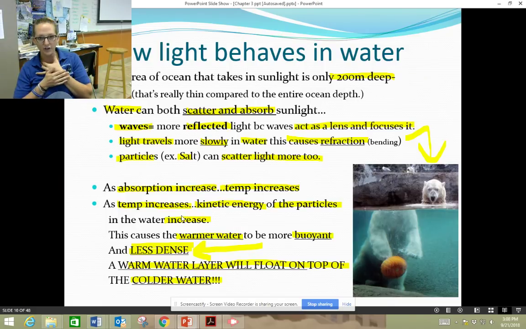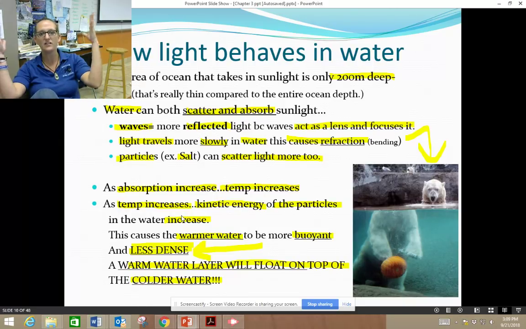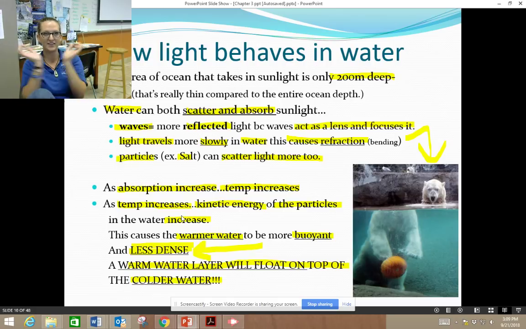If there are a lot of waves, a lot of light is going to be reflected back because waves actually act as a lens and then they focus it back out of the water. Actually, it doesn't even get absorbed into the water. It just gets reflected out. So the more waves that we have, the more light is going to be scattered out.